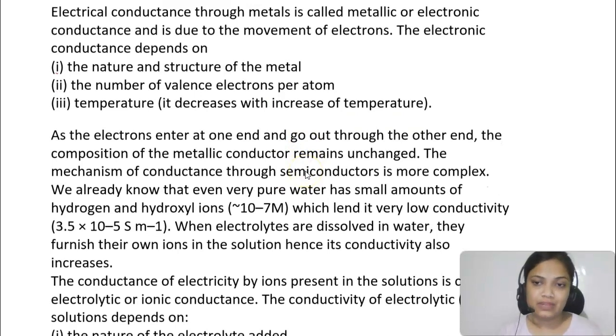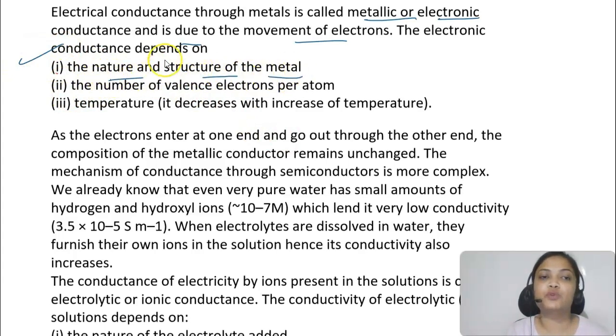So class, the electrical conductance we have studied so far, which is through metals, is called metallic or electronic conductance. And why is it so? Because it is due to the movement of electrons. This electronic conductance depends on the nature and structure of the metal. All metals do not have the same electrical conductance; some have more conductivity, some have less. That depends on the number of valence electrons per atom, and it also depends on temperature. When temperature increases, the conductance decreases. That happens in the case of metallic or electronic conductance.